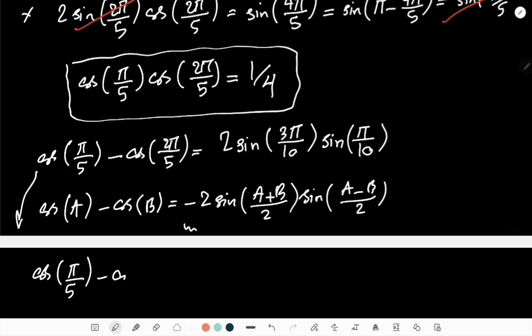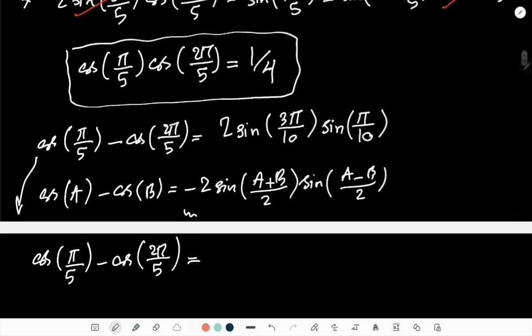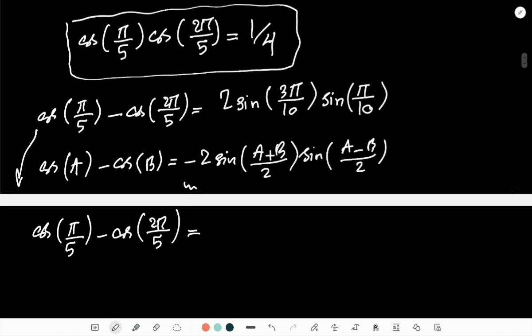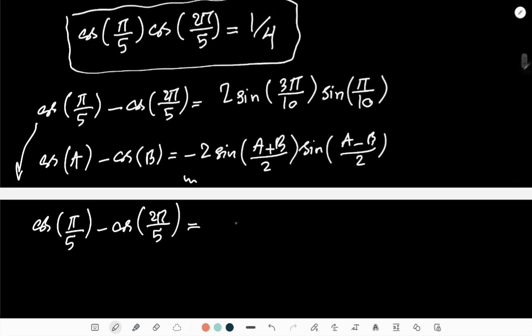Okay, but let's take this identity again here and write it: cosine of pi over 5 minus cosine of 2 pi over 5. Well, instead of sine of 3 pi over 10, I can use, again, the famous identity, cosine of pi over 2 minus alpha. So then I can just write 2 cosine of pi over 2 minus 3 pi over 10 times cosine of, I think I can also here do the same, pi over 2 minus pi over 10.